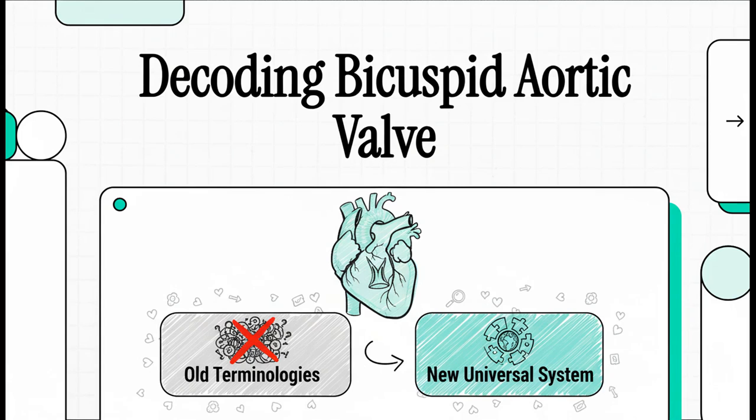Okay, think about this. What if the most common heart defect you could be born with was so confusingly described that doctors around the world couldn't even agree on what to call its different types? Well, for decades, that was the reality. But that confusion, it's finally over. Today, we're going to decode the brand new universal language for the bicuspid aortic valve.